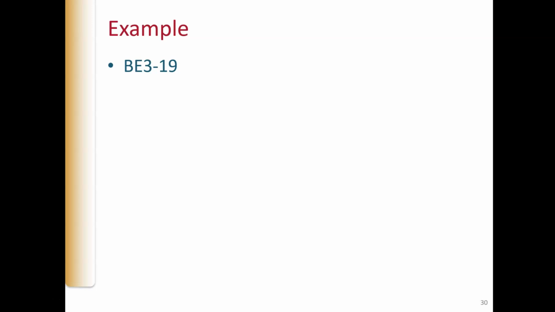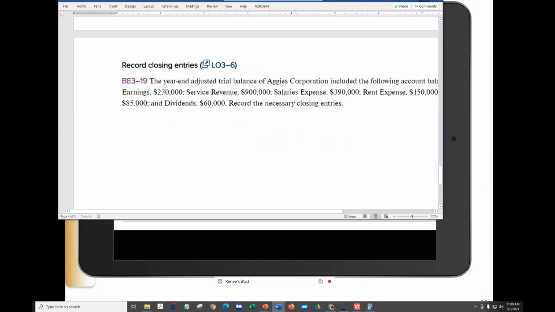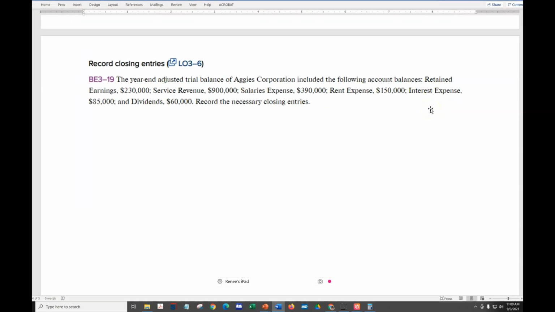Okay, one last example, brief exercise 3-19. So we have a year-end adjusted trial balance for this company, and it shows us these accounts with the balances and asks us to record the closing entries. All right. The way to do this is to just create your T accounts. It's really much better to do it that way.